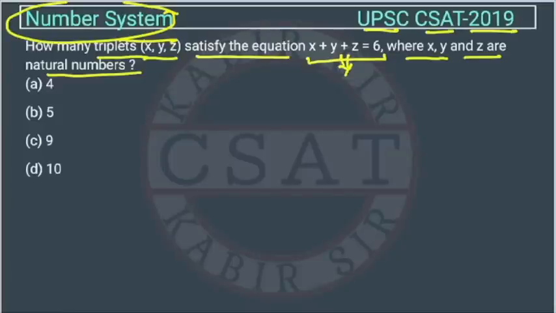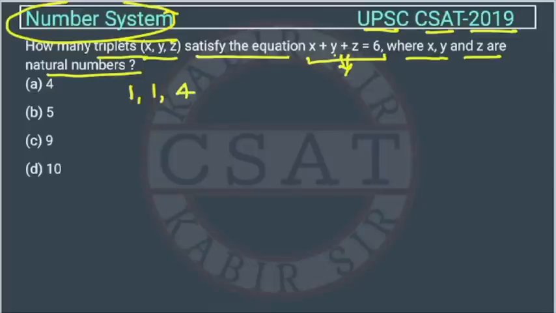So you know the natural numbers start from 1, right? So we have to generate the numbers. Suppose x is 1, y is also 1, then what is the possibility of z? So z can be 4, right? Because we are putting 1 plus 1, 2. So 2 will go this side, then z will be 4. So there is this triplet which is satisfying this equation, right?